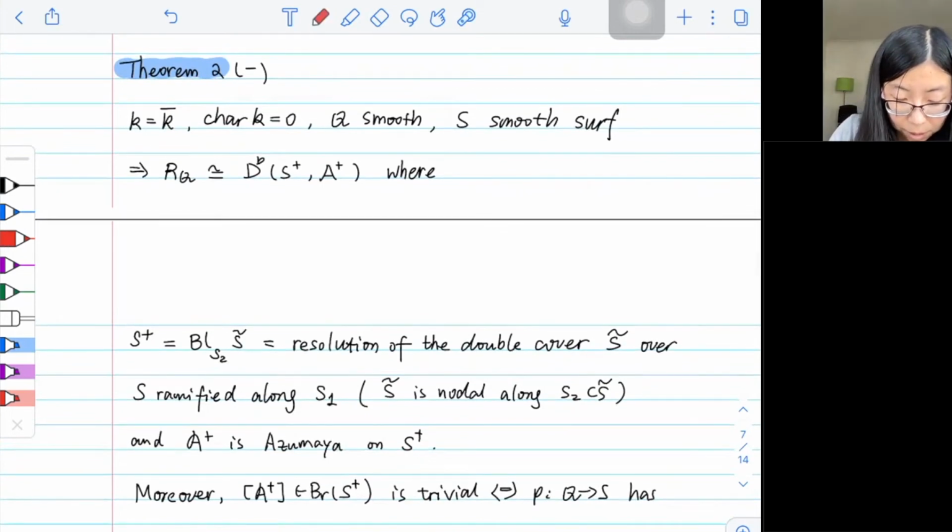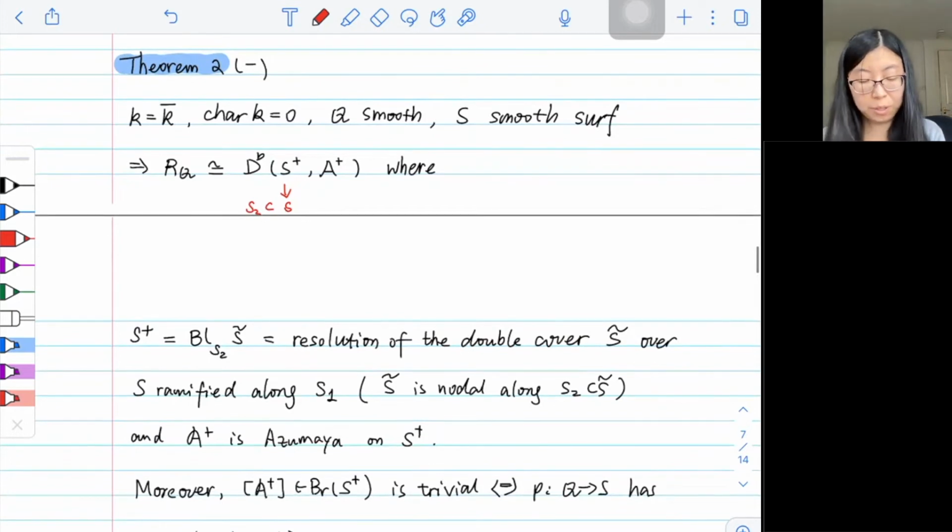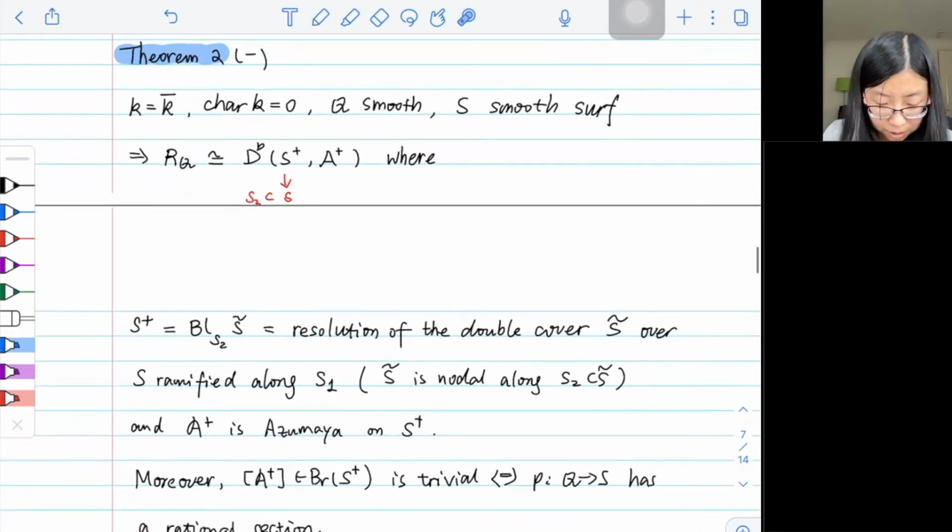And then, one thing maybe I should emphasize right here is that this S plus has a natural map to the base S. And if you look at the fibers over this locus S2, then you would just have their P1s. And away from S2, you get a double cover. Okay. And then see here, A plus is just some Azumaya algebra that gives you the Brauer twist.